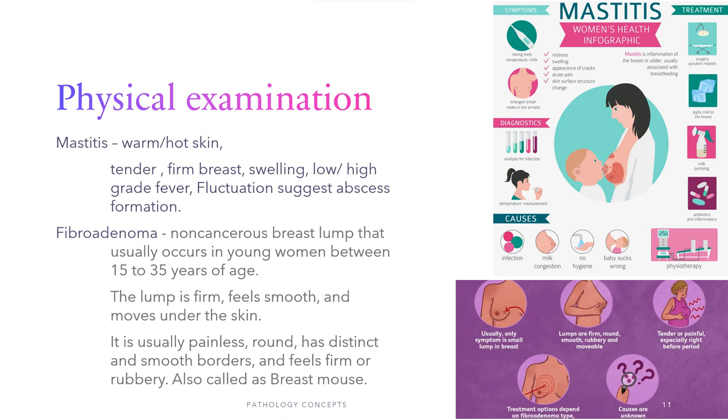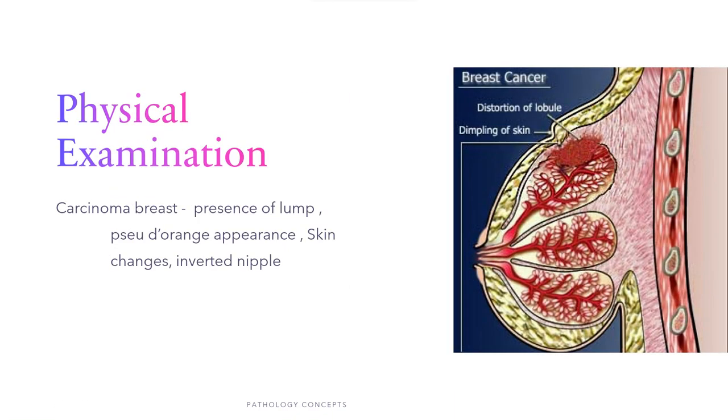Fibroadenoma. It is a non-cancerous breast lump that usually occurs in young women between 15 to 35 years of age. The lump is firm, feels smooth, and moves under the skin. It is usually painless, round, has distinct and smooth borders, and feels firm or rubbery. It is also called a breast mouse. Most important is to suspect carcinoma breast or any cancer related to the breast on physical examination. Always check for the presence of a lump, peau d'orange appearance, skin changes, inverted nipple or bleeding from the nipple.